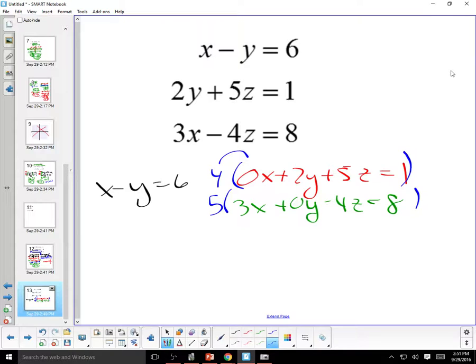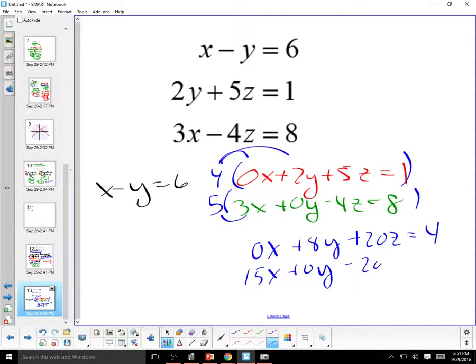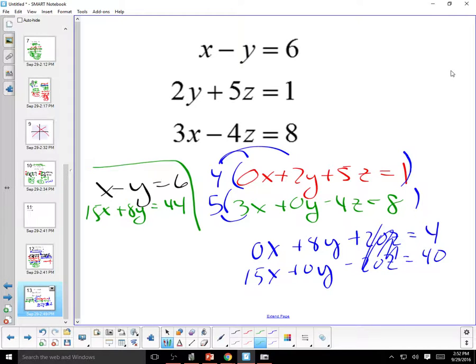Okay, so here we go. 4 times 0 is 0, still 0x. 4 times 2 is positive 8y. And then I've got plus 20z equals 4. In the bottom, I've got 15x plus 0y minus 20z equals 40. The z's are gone, right? That means that I've got 15x plus 8y equals 44. So now, use that to eliminate x or y. Well, don't we need z? No. We'll get z later.